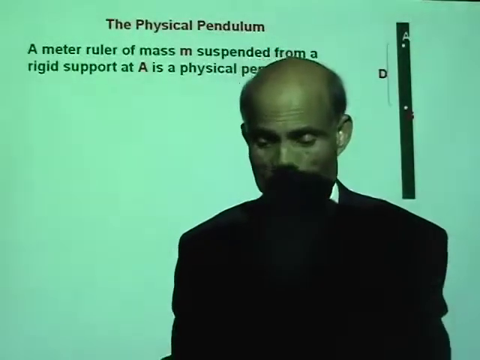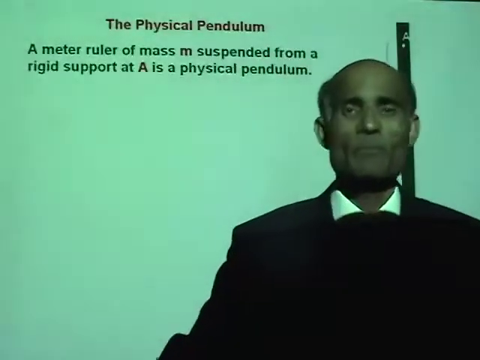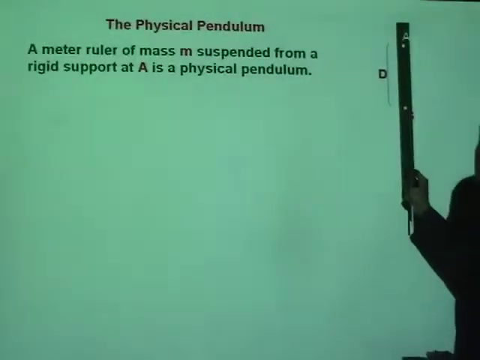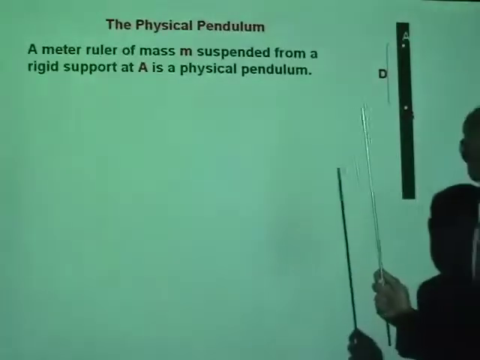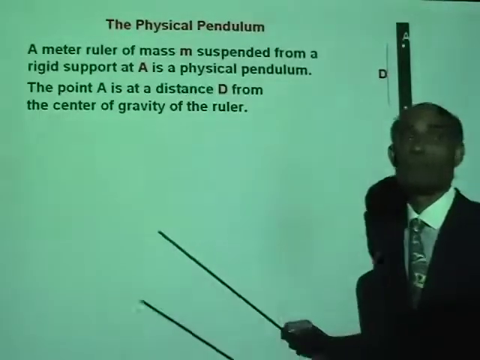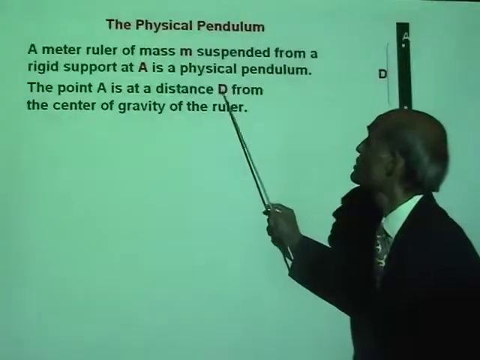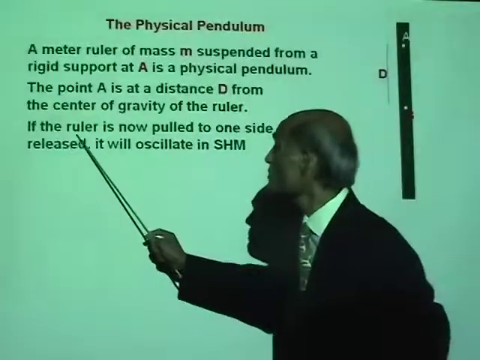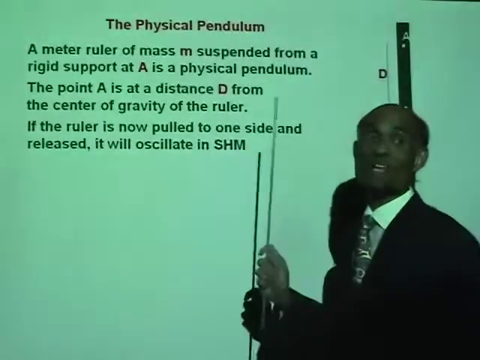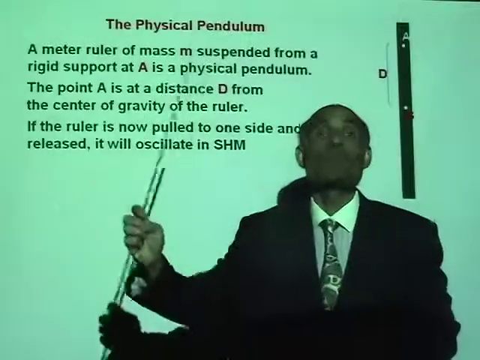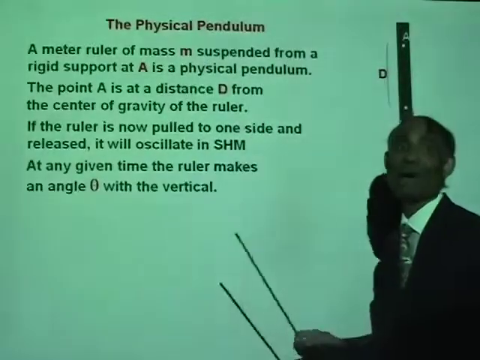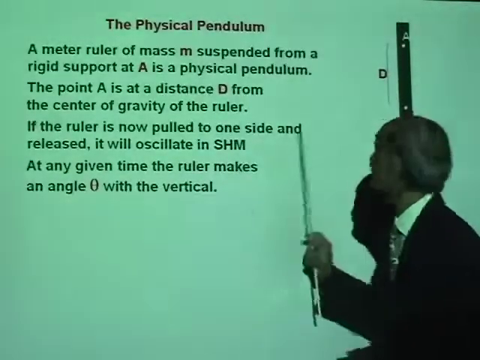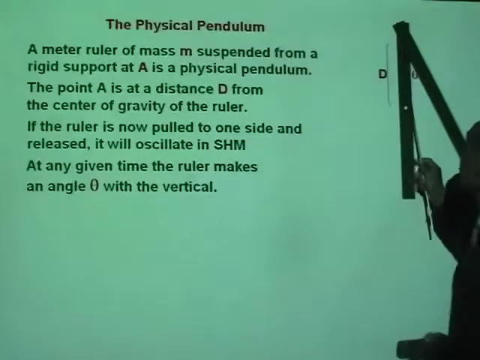So what does uppercase D stand for? The uppercase D stands for the distance from the point of suspension to the center of gravity of the meter ruler. Point A is at a distance D from the center of gravity of the ruler. If the ruler is now pulled to one side and released, it will oscillate in simple harmonic motion. At any given time, the ruler makes an angle theta with the original position.